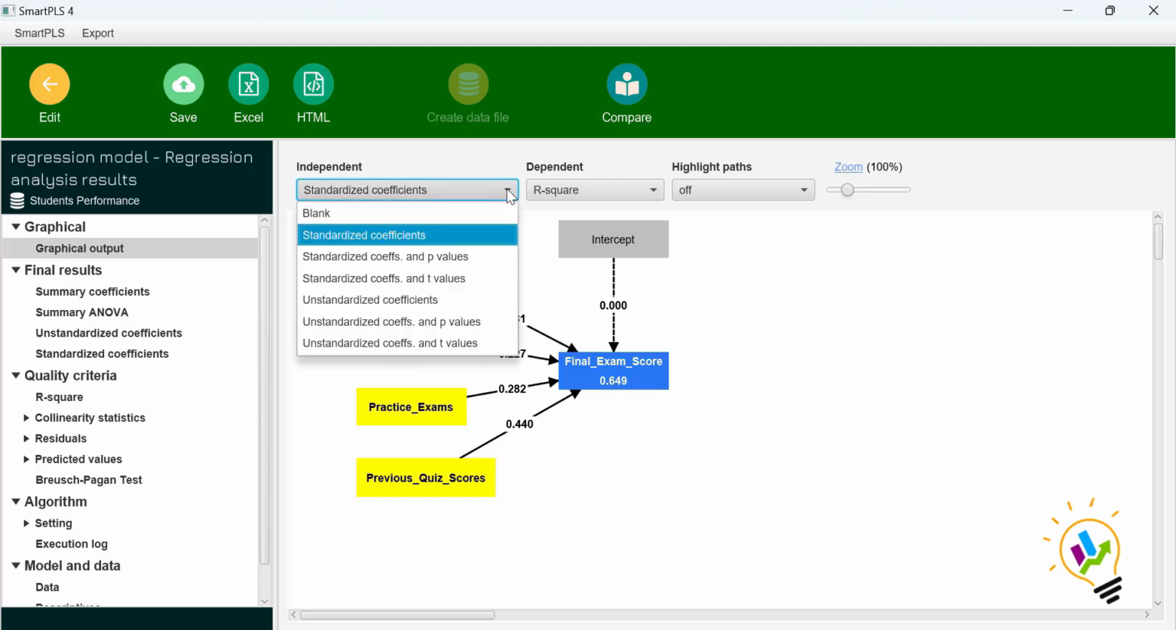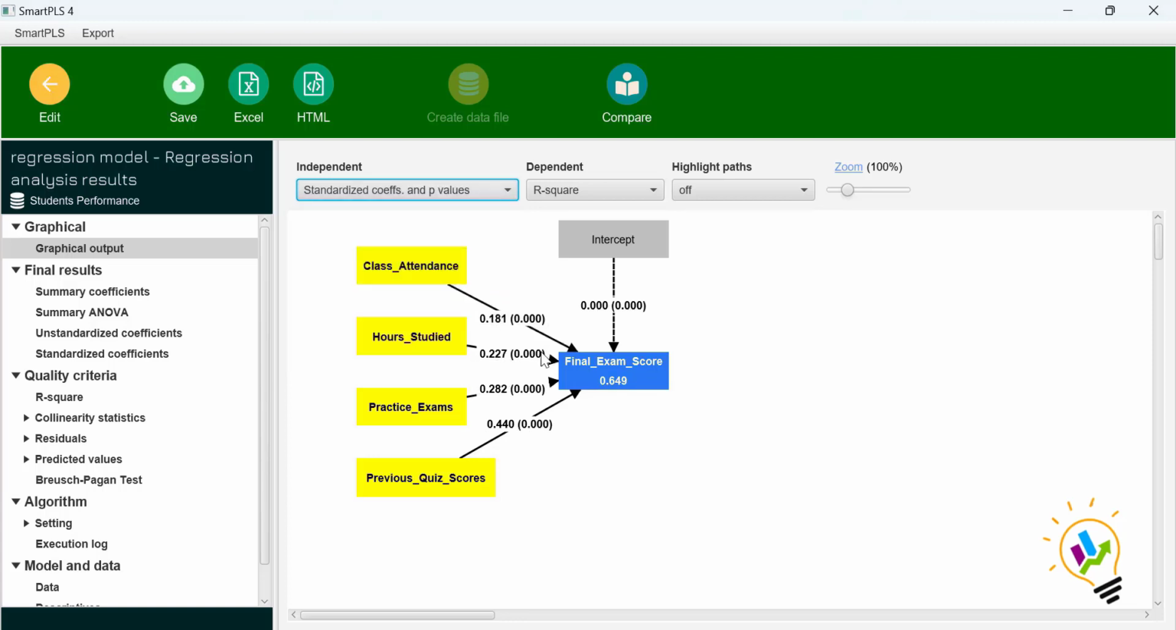If you want to see unstandardized coefficients with p-value or standardized coefficients with p-value, we can select the options we want. For example, I want to see standardized coefficient with p-value. We'll get both values. See, all are zeros. A p-value less than 0.05 is called significant. So in this case, class attendance, hours studied, practice exam, quiz score, everything is significantly impacting.